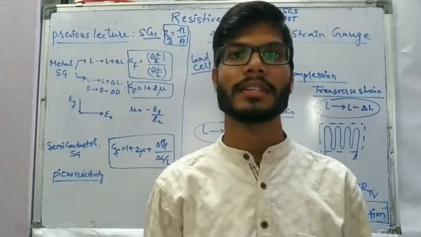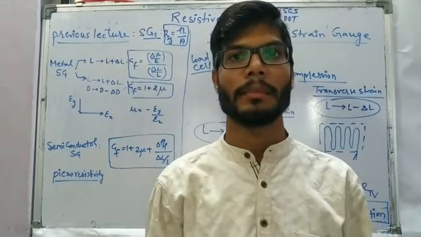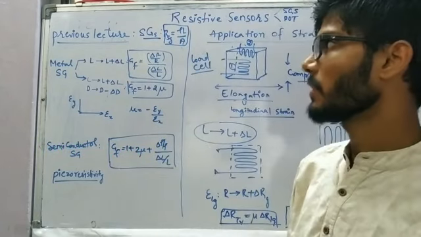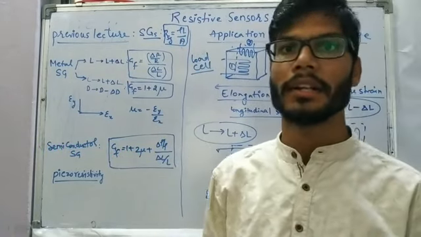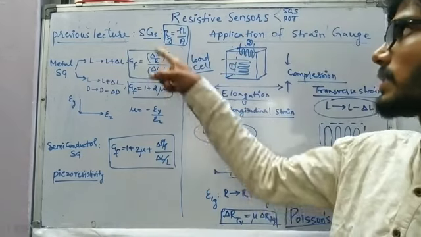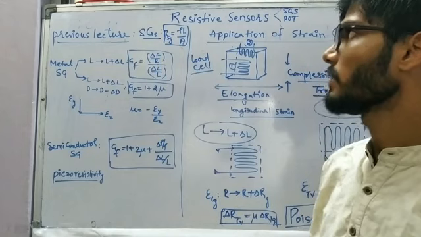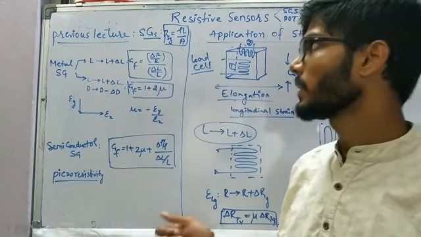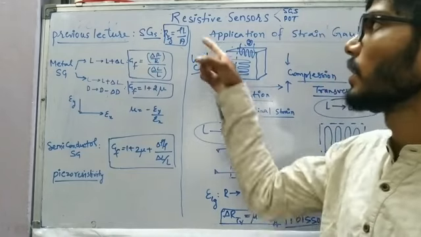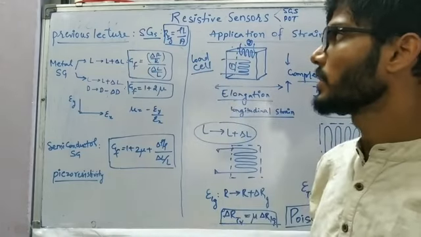In today's lecture, we are going to discuss the application of strain gauges. Before I proceed further, let us recap whatever we have discussed till now in the strain gauge concept. As we discussed, the resistance of a strain gauge can be written as rho L by A, and the change in resistance can be experienced with the change in the length, area, and resistivity.